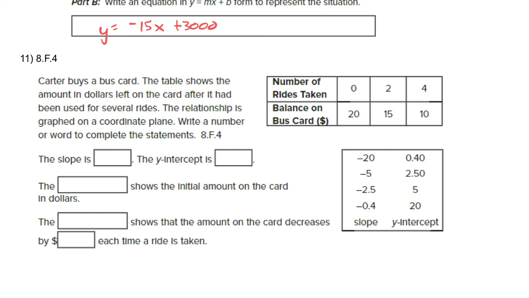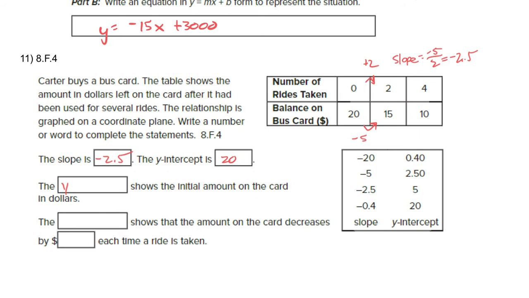The slope is what? This goes down 5 and it goes up 2. So the slope is negative 5 over 2, which is negative 2.5. Okay, good. Negative 2.5. And the y-intercept is 20. That's easy because it's where x is 0.